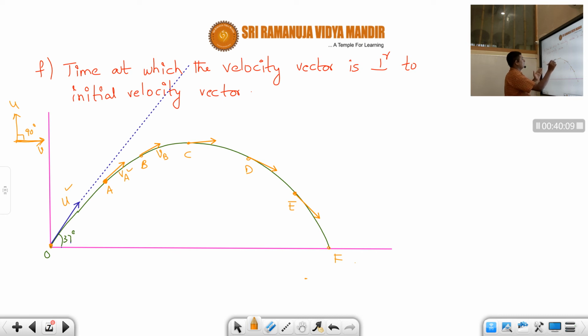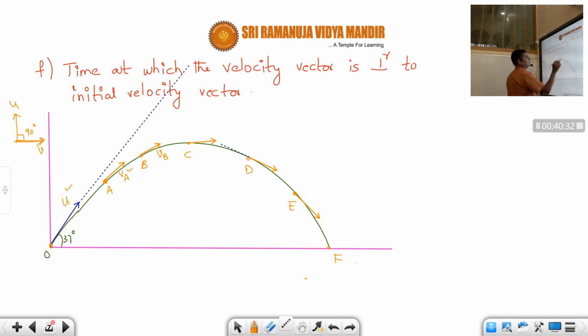Is the angle between u and c 90? No. Why? Because if you extend it back, it is not 90, na? The angle here is not 90. Correct or not? So that means these two velocities are not perpendicular. Okay. So same way, now is the velocity at D perpendicular?